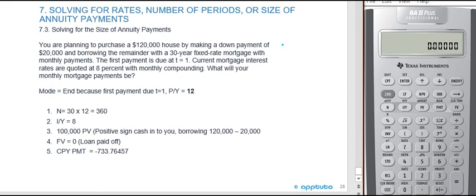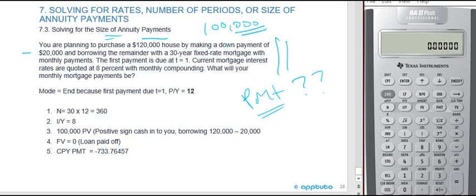Finally, our last slide, and this is a good one because we're solving for the payments in this case, and this is a very popular one. You want to know what your mortgage payment is or what your car payment is. So it's for the size of the payments. You're planning to purchase a $120,000 house by making a down payment of $20,000. That means you're borrowing $100,000. Be careful with that. And the remainder is going to be a 30-year fixed rate mortgage with monthly payments.